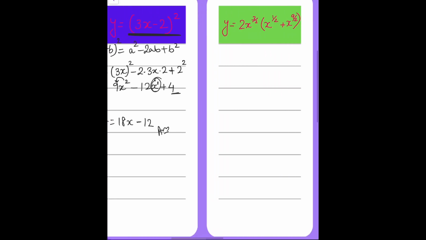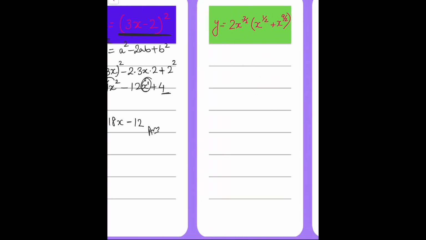Now let's do the second question, which is y equals 2x to the power 3 over 2, bracket, x to the power of half plus x to the power 9 over 2, right? Again, we have to expand the bracket first. So we will have 2x to the power of 3 over 2 times x to the power of half, plus 2x to the power 3 over 2 times x to the power 9 over 2, right? And when we have multiplication in the indices and the bases are the same, we add the powers, okay?